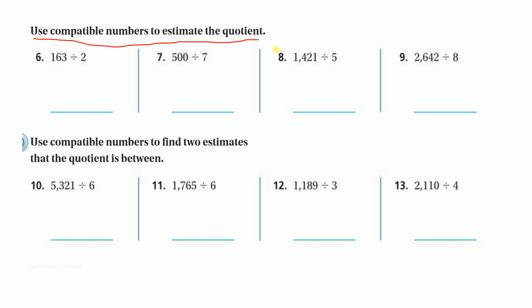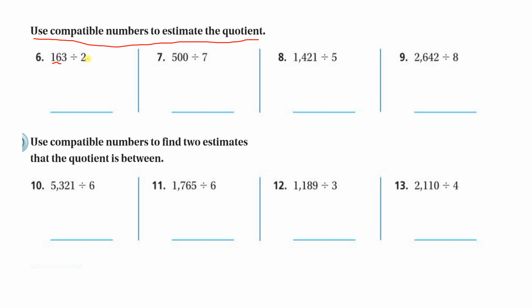So again, compatible numbers are just numbers that we can compute easily in our head. Estimate means we're not going to find the exact answer, and quotient is the answer to a division problem. So here on number 6, I want to use compatible numbers, and again, just like yesterday's lesson, I want to focus on those first two numbers, the 1 and the 6, or in this case 16.